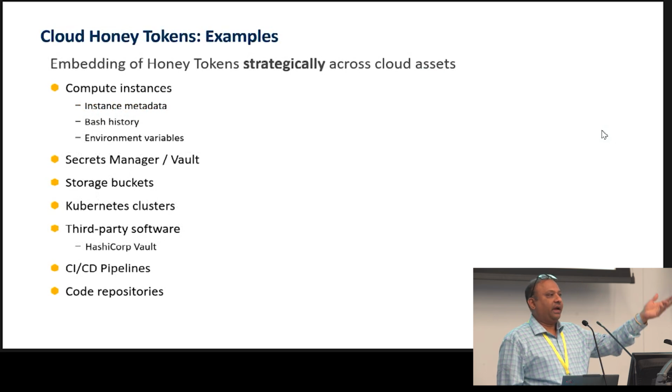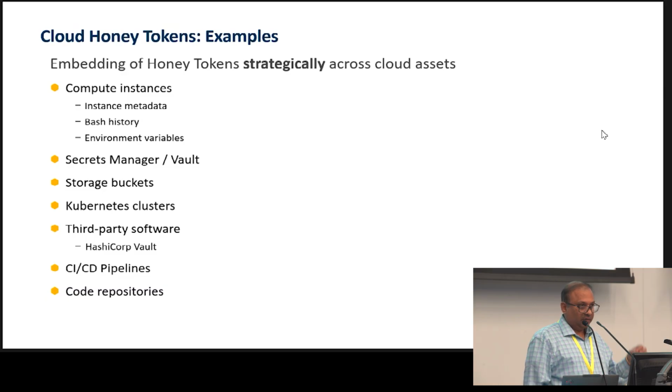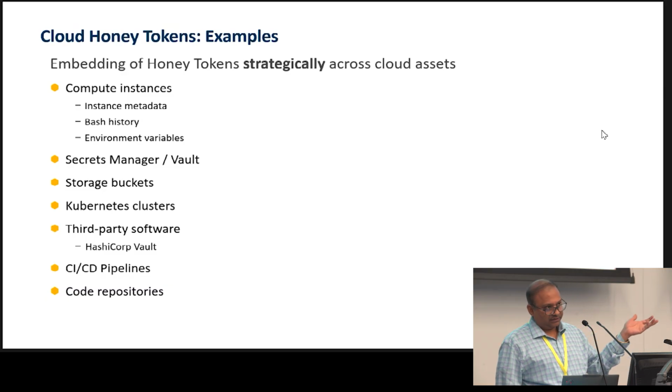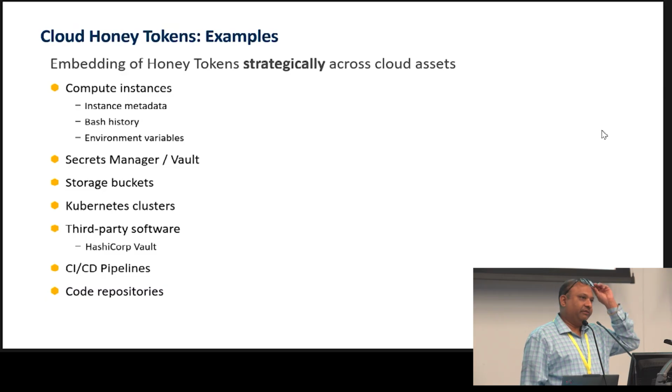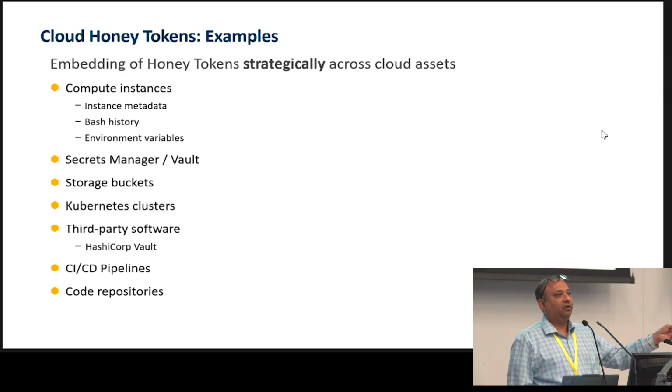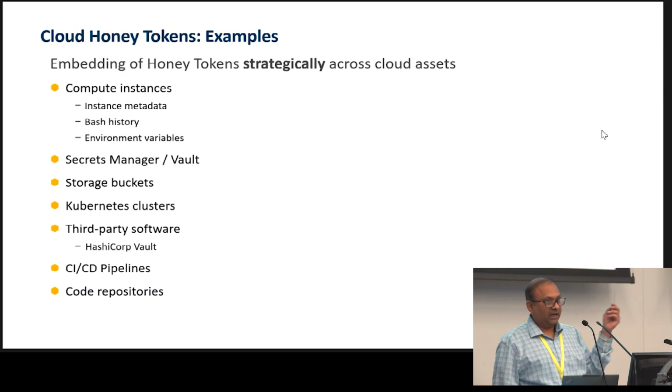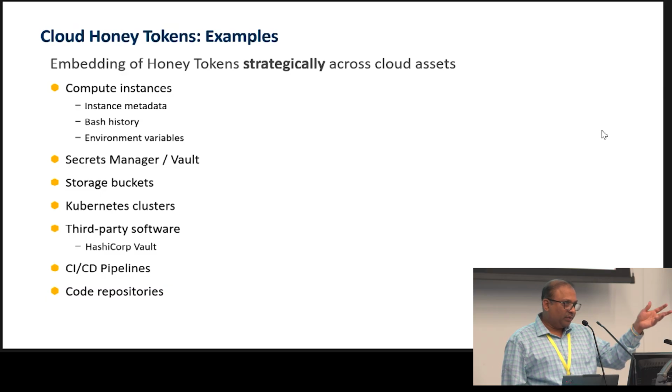Examples, like where do we add? How do we embed them? Okay, so we embed all of these honey tokens across all cloud assets. For example, if you think of a compute instance, we have the instance metadata, because we are thinking like an attacker or a hacker. Where are they all going to look? Where is all the data? For example, in the compute instance, it's in the actual metadata. It can be in the bash history. If you log in to an EC2 instance, it can be in the bash history. It can be in the environment variables. It can be in so many places.